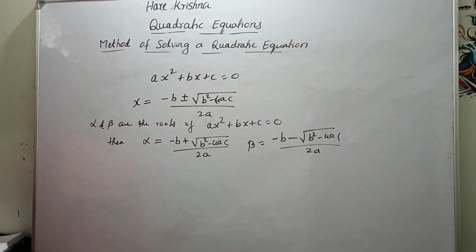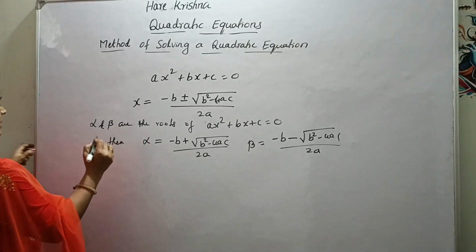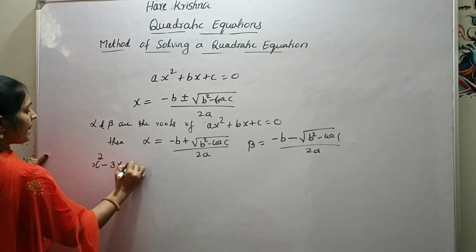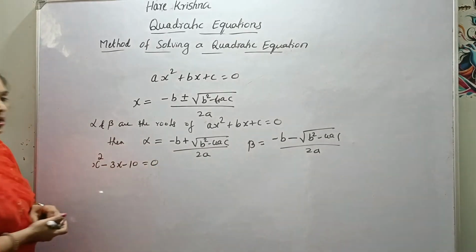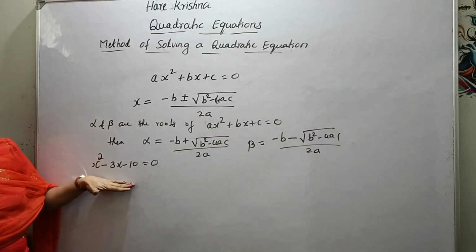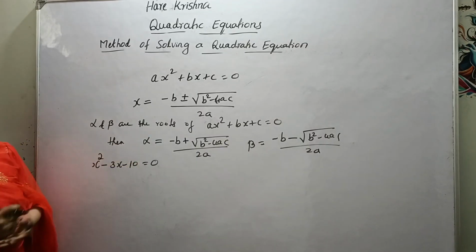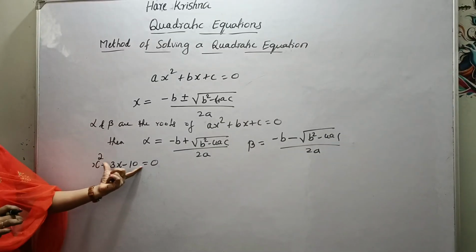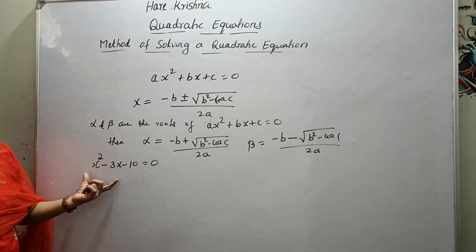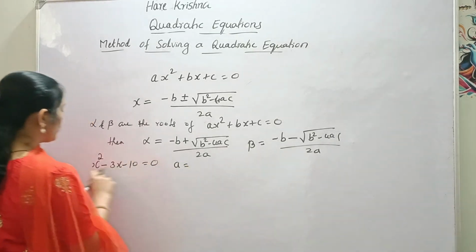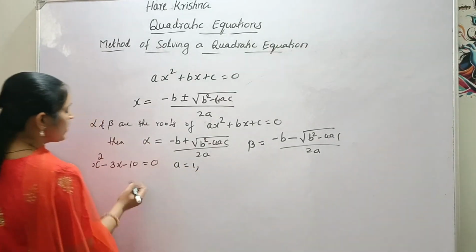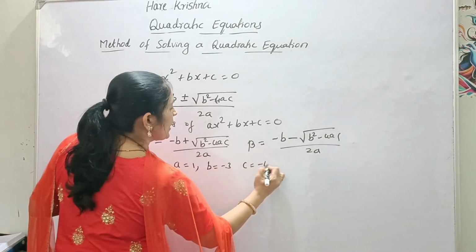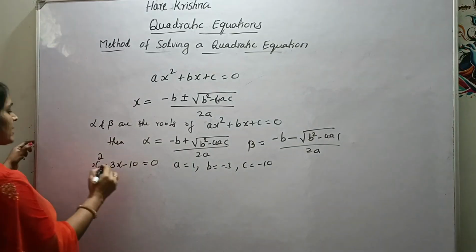Let's take an example: x square minus 3x minus 10 is equal to 0. Find the roots of this quadratic equation. Let's apply the quadratic formula. First, let's write what the a, b, c values are. a is the coefficient of x square, that is 1. b is equal to minus 3. c is equal to minus 10. Now let's apply the formula.